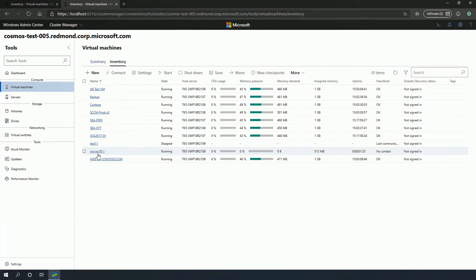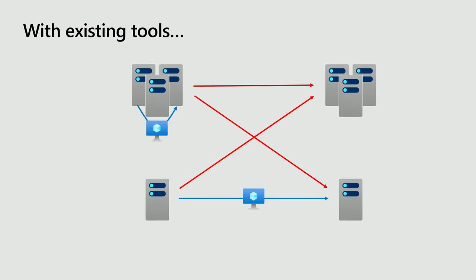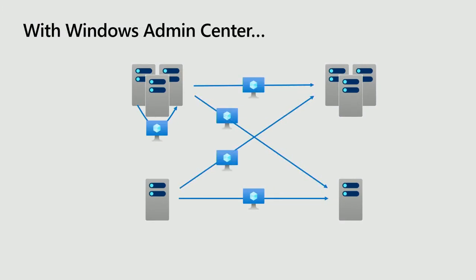So even if you're an admin that's new to Hyper-V, maybe you've just purchased your first hyperconverged cluster, you can easily use live migration. And with the existing tools, what looked like this is now like this. What do you think?